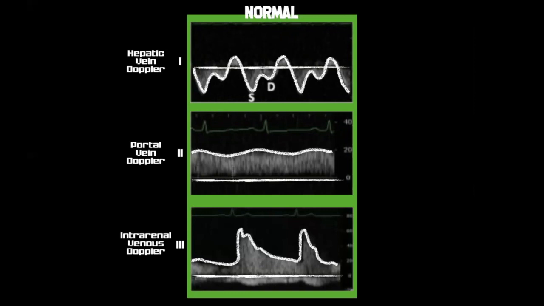But more interestingly, if you look below the baseline of your intrarenal venous flow, and we'll talk about how to do this in a little bit, that actually shows you your venous flow. Your venous flow in a normal kidney should be continuous with a little bit of respirophasic variation, a little bit like your portal venous flow.